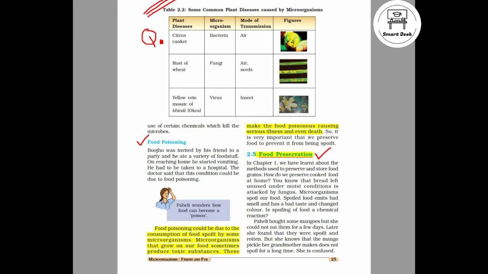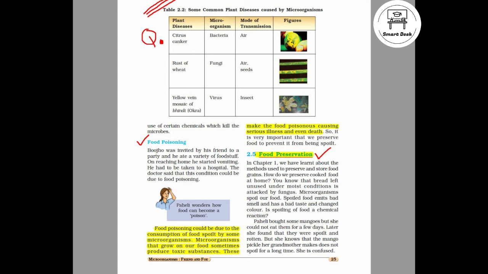So that was about human beings. Now this is about the plant diseases. Here also the same type of questions, that is name, who, how, and prevent.